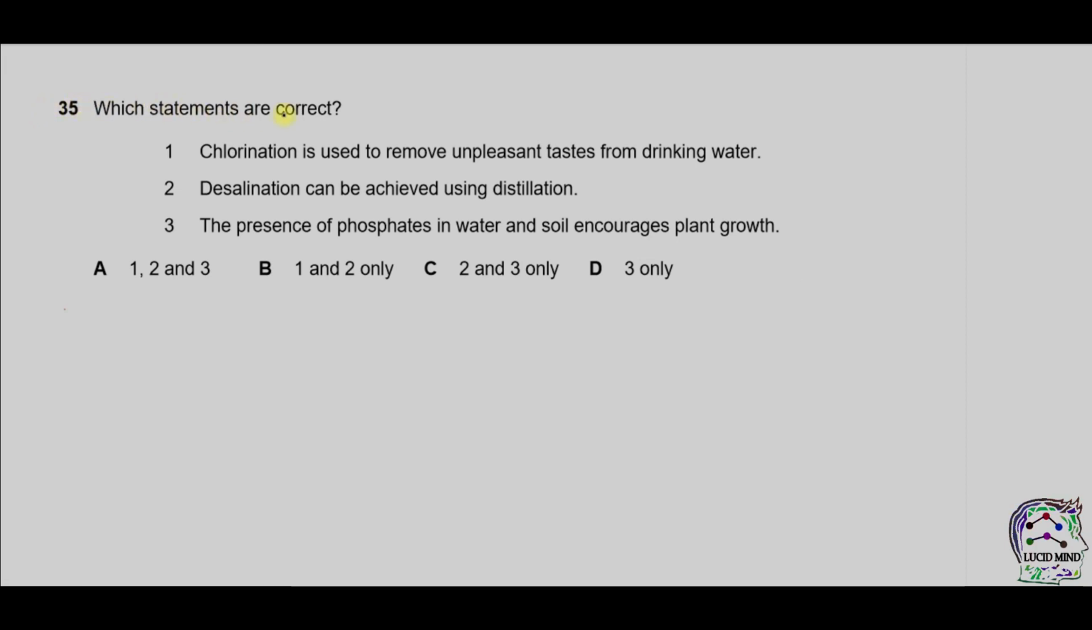Question 35, which statements are correct? Option 1, chlorination is used to remove unpleasant taste from drinking water. This statement is incorrect because chlorination is used for disinfection. As chlorine is antimicrobial, it will remove microbes or bacteria. So statement 1 is wrong.